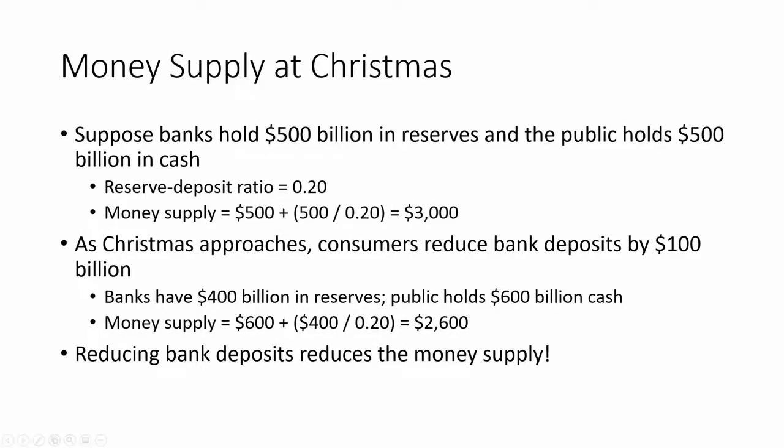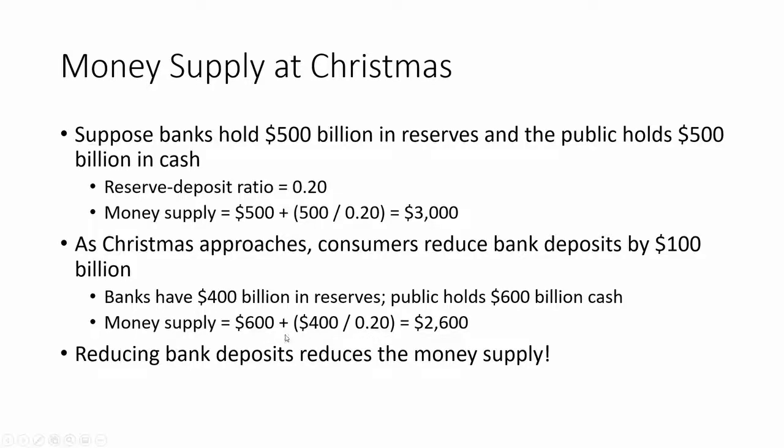And then as Christmas approaches, consumers are going to reduce bank deposits by 100 billion. People like to spend money around Christmas time. So they're going to have to pull their money out of the bank and spend it. So banks now only have 400 billion in reserves, and the public's going to hold 600 billion in cash. So what we've done here is we've taken 100 from here and put it in there. So now we have 600 cash and 400 in bank reserves, and our reserve deposit ratio is still 0.2.